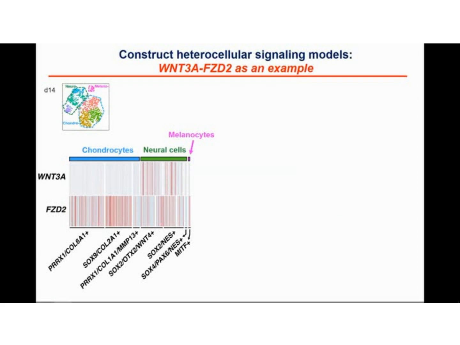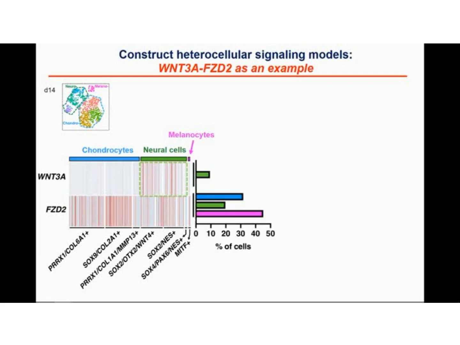In Seurat, I can construct a heat map here. In the heat map, each column represents a single cell, and a column with the red color means that cell expresses the specific gene. So now you can see for Wnt3A, most of it was expressed by our neuron cells, not so much from our chondrocytes and the melanocytes. Whereas FRIZZLED2 is expressed across our three major populations. And we can quantify the percentage of the cells that express a specific gene.